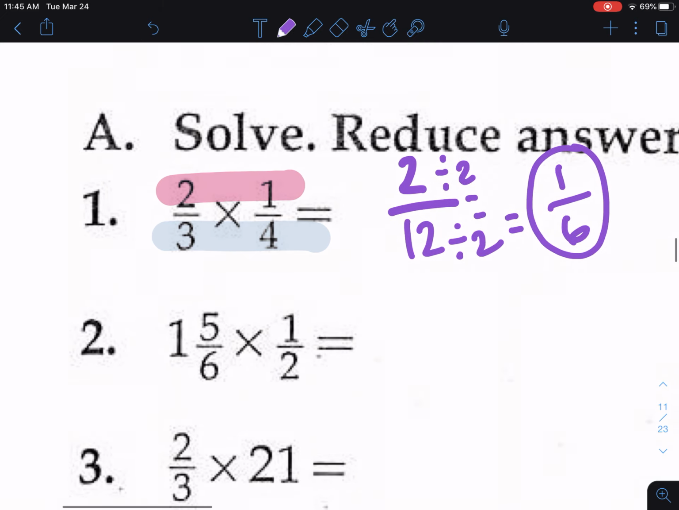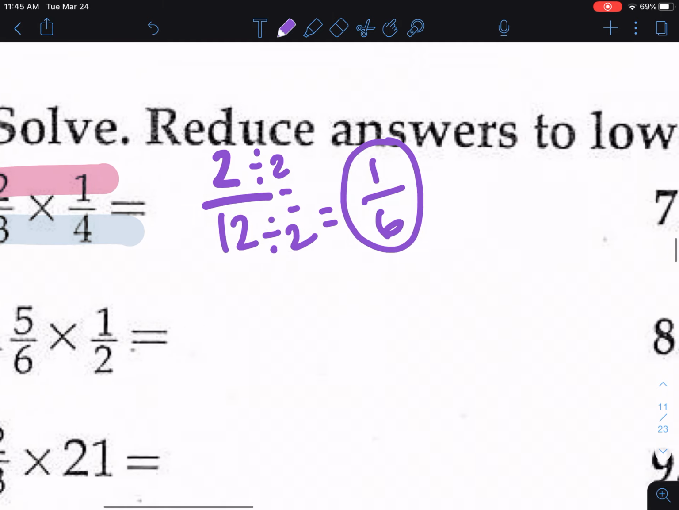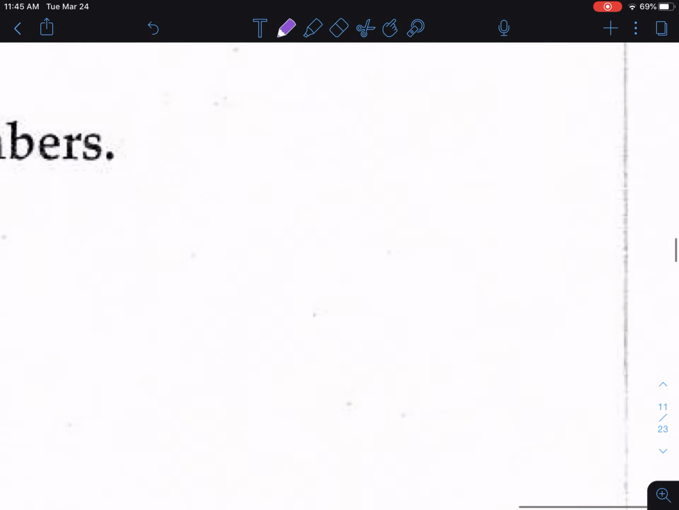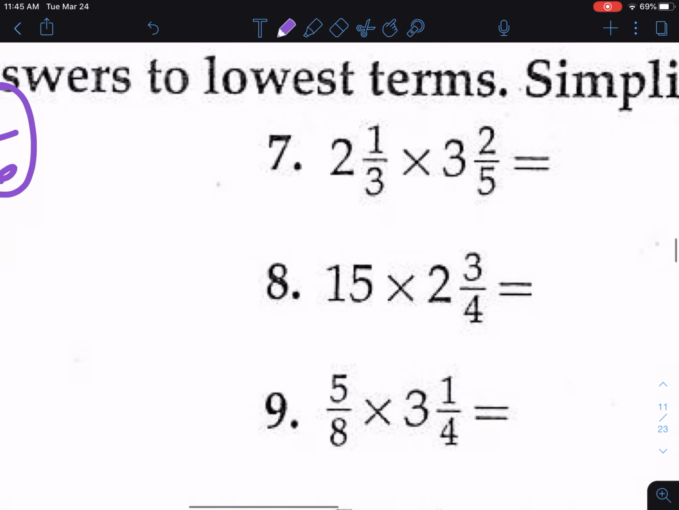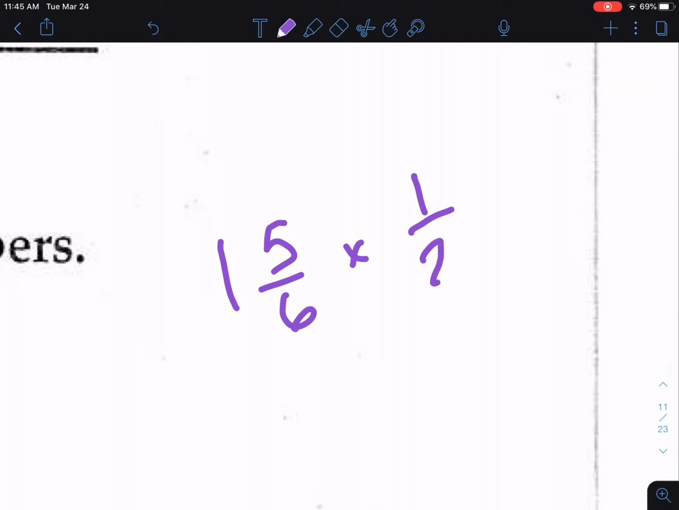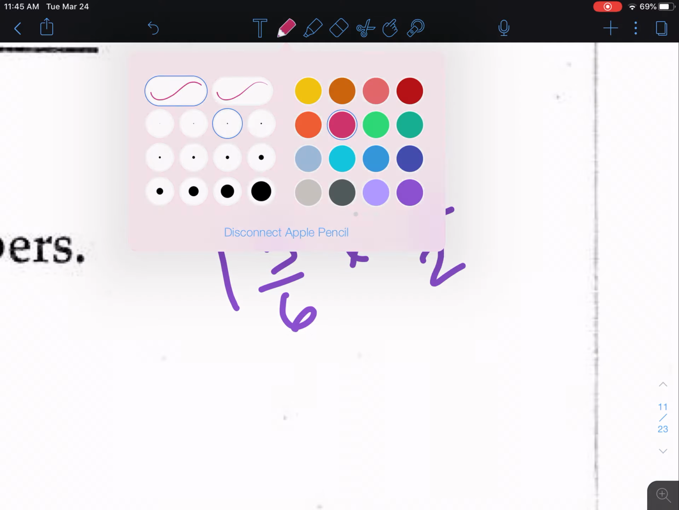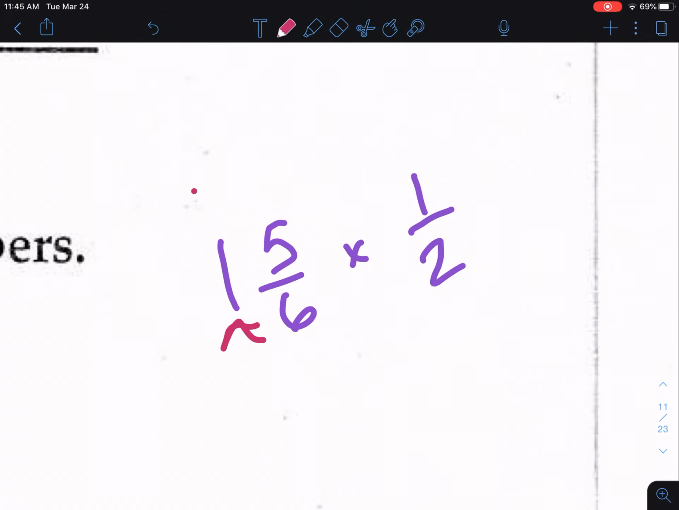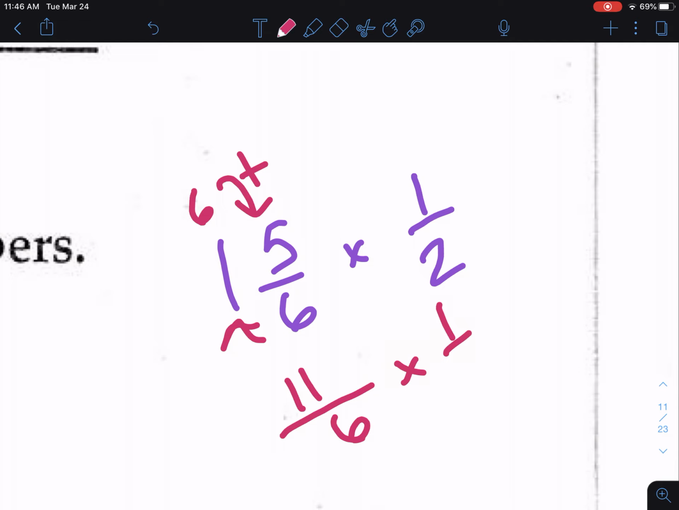Simple as that. Now I'm going to look at number 2. I'm going to write it 1 5/6. You guys know I like 1 5/6 times, let's see what I got over here, 1/2. Okay, 1/2. So remember, we're going to have to deal with this mixed number and turn it into an improper fraction first. I'm going to do 1 times 6 is 6, and 6 plus 5 is 11. So I'll have 11 over 6 times 1 over 2.